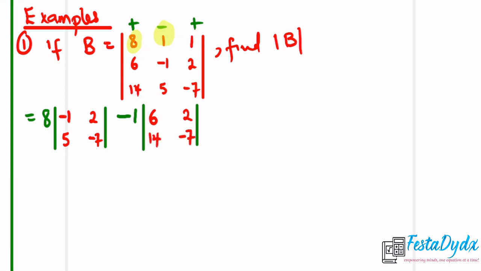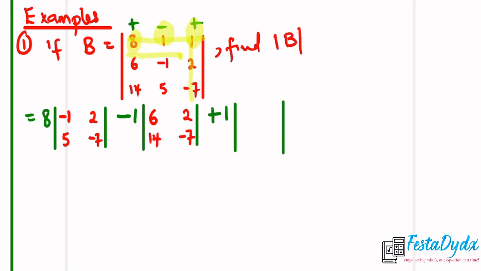Now we'll move to the last element here, which is plus 1. So the last element on the first row is plus 1. So we'll have plus 1. Now let's provide the 2 by 2 matrix. So remember, we are going to remove the rows and column associated with the plus 1. So this is the rows associated with the plus 1, and this is the column associated with the plus 1.